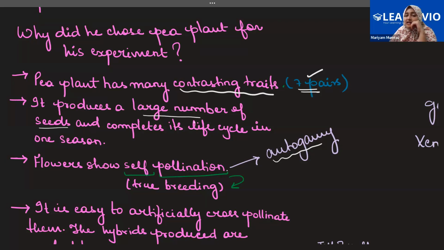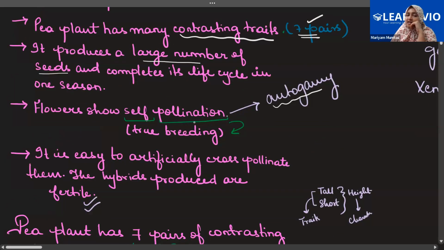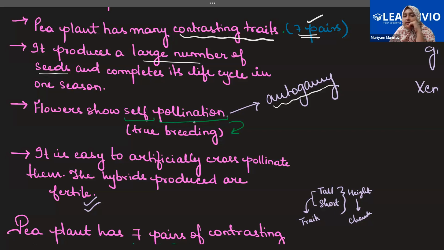And then it completes its life cycle in one season, meaning after flowering and producing seed, it dies. So it has a very short lifespan, one cycle. Now, the flowers of the pea plant show self-pollination, that is autogamy, and it is true breeding, meaning if any plant shows self-pollination, it is true breeding. So we do not have to take the pollen and transfer it. We do not have to do all of those things, isn't it?